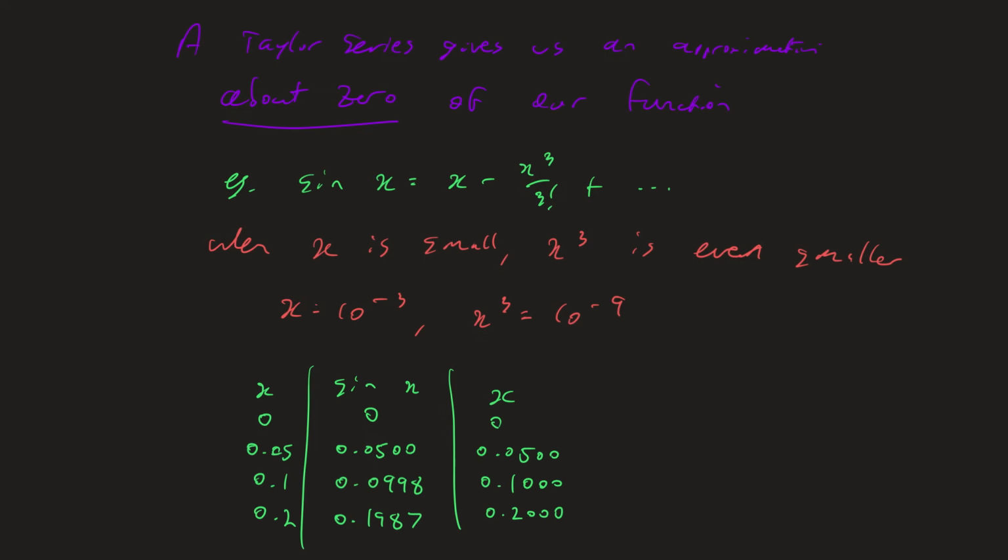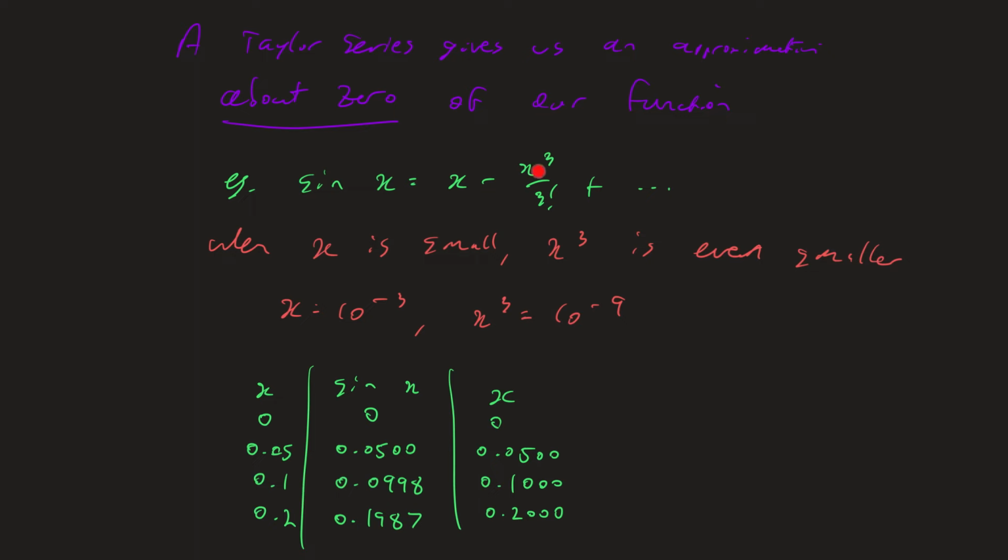How does all this relate to differential calculus? Well, the first observation is that a Taylor series gives us an approximation about the origin of our function. For example, sine of x is equal to x minus x cubed on 3 factorial plus x to the 5th on 5 factorial, etc. Consider what happens when x is very close to 0.